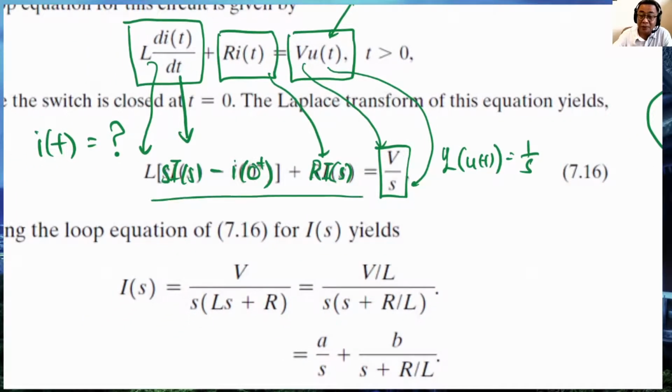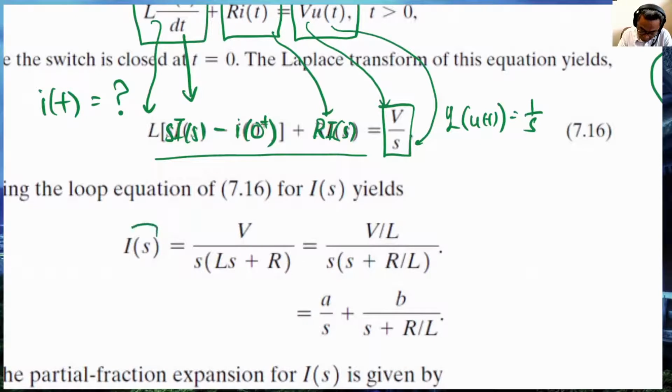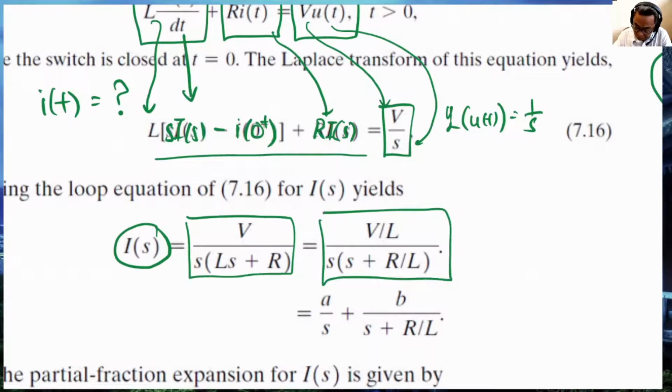So now we have converted our differential equation into an algebraic equation. And of course, we are going to manipulate it to move I(s) to one side, and the rest of the expression on the right hand side, which is V over s(Ls plus R). Now, in this form, we have a problem because there's no lookup table. We cannot find a lookup table that converts this form into i(t).